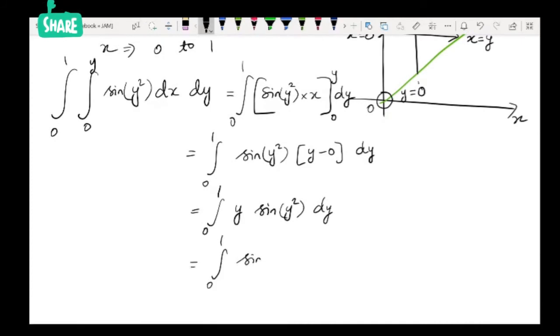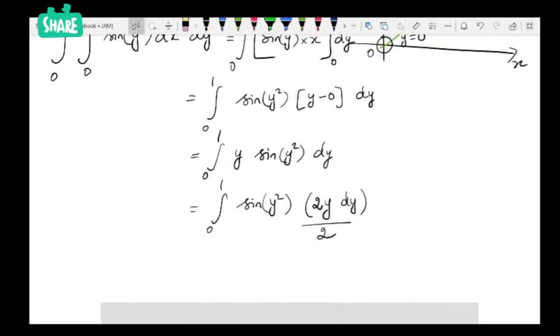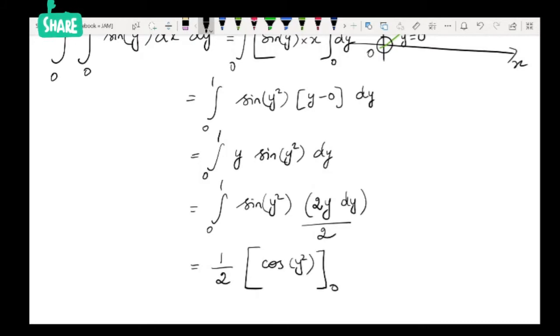Now what I'm going to do is write sin y squared, and group y dy, and let me multiply this by 2 and divide by the same 2. So we can see that 2y is the derivative of y squared, right? If we need to integrate sin y alone, we will easily put cos y. But what about sin y squared? We need to have the derivative of y squared, so that we can simply put cos of y squared. So that's what we have done here.